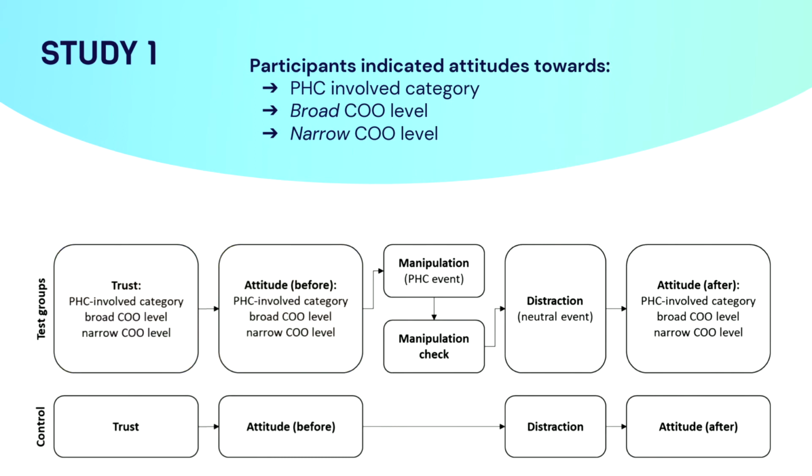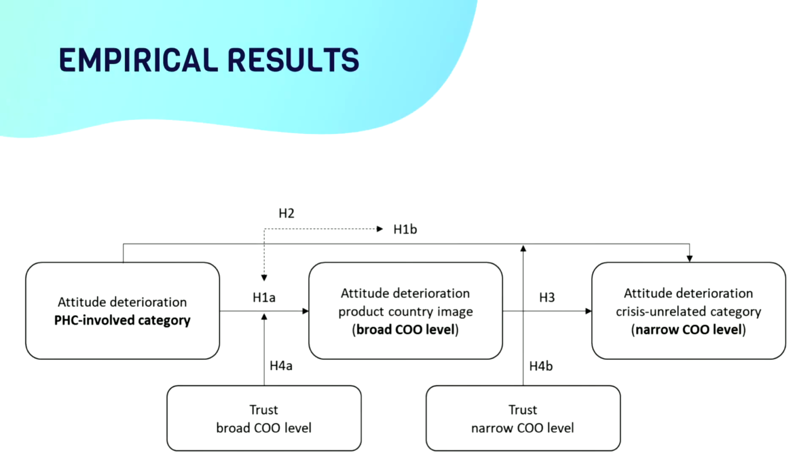The survey then proceeded with a manipulation. Participants read 2 articles about recent events. The first article described the PHC and the second was about a neutral event. They were then asked to indicate their attitude towards French and Japanese products a second time. The procedure in Study 2 was identical to Study 1. However, the fictitious cases in Study 2 were modified to include both intentional and unintentional behavior on the part of the companies involved.